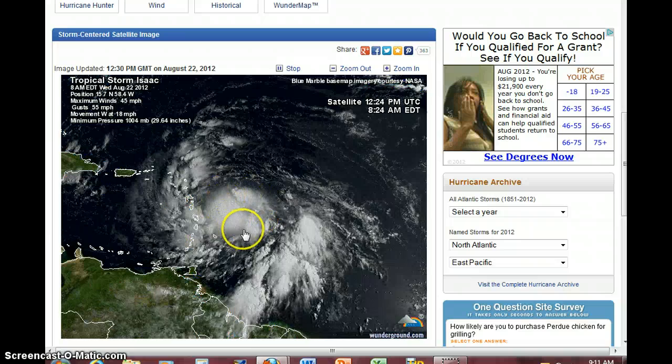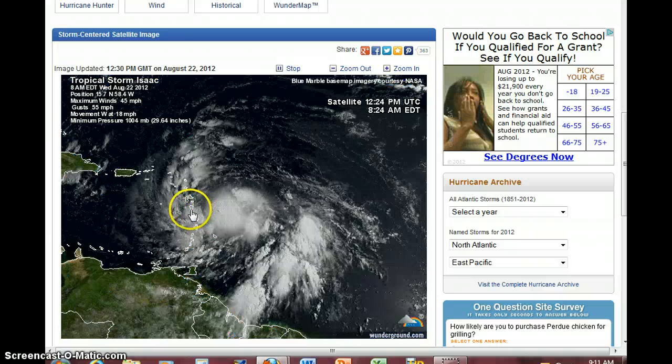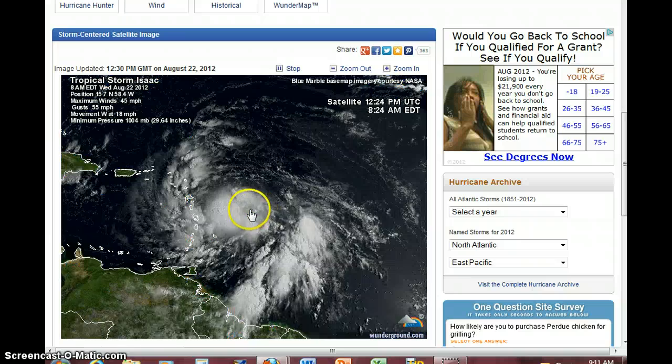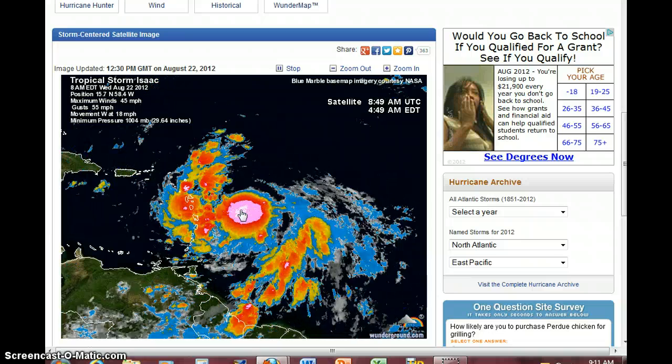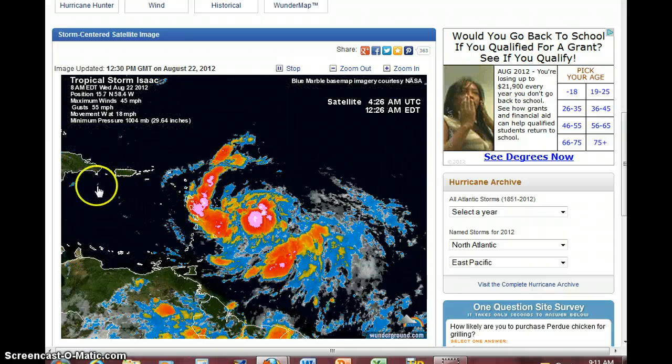Here's a look at Tropical Storm Isaac this morning. Much better organized this morning as he moves off to the west toward the island of Guadalupe, which is right there. And looks like all systems go for a steady strengthening over the next day or two as it moves off to the west in this general direction.